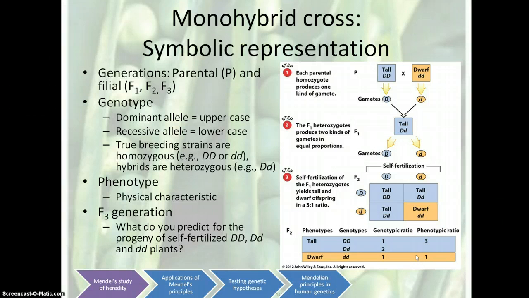Now, when you come down to the F3, this is mentioned in your book, and I'm going to let you do that on your own. Think about what would happen. What would you predict to happen if you self-fertilized a homozygous dominant organism or individual? So capital D, crossed with a capital D. And the same with the heterozygous. What would you find if you cross these together? And what about the homozygous recessive?